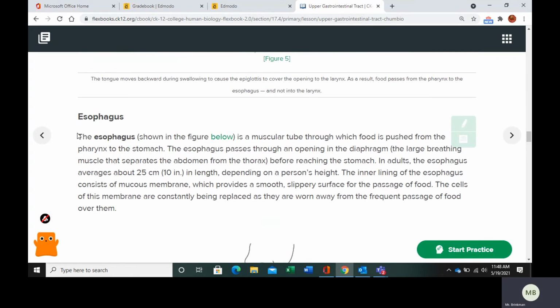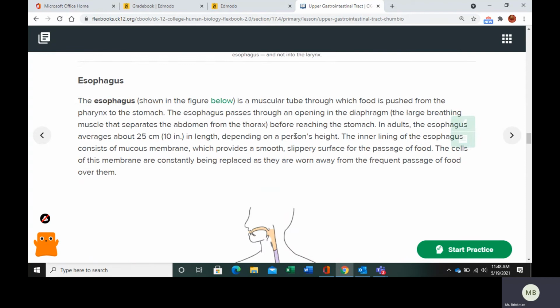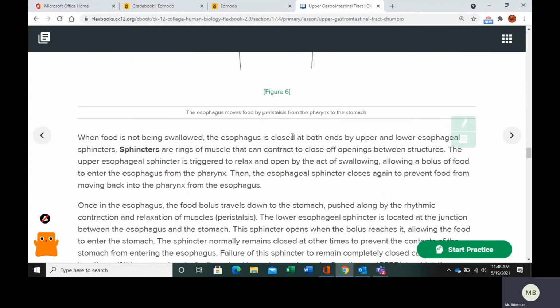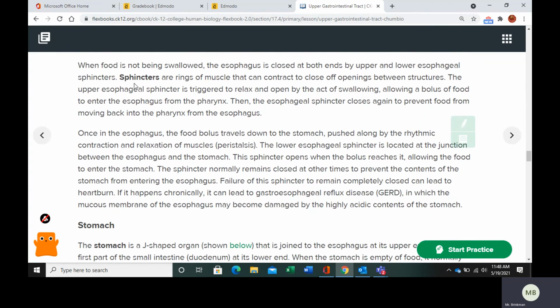The esophagus is the next tube that it goes through. Sphincters are rings of muscle that contract to close off openings between structures. When food is passing to another structure, the sphincter closes to make sure that whatever is going into that structure does not move backwards, kind of like the valves on the heart.